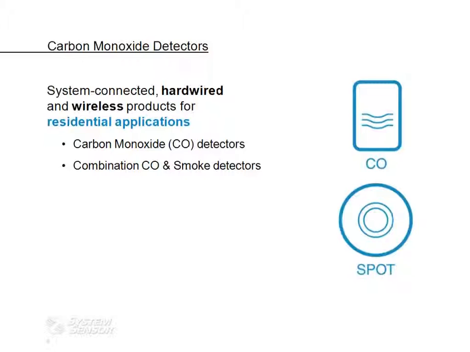So as we're working through it today, we're focused on system-connected, hardwired, and wireless products, and they're mainly intended for residential applications. We're not going to dive too much into commercial products as far as code or anything like that. We're really going to focus on the residential products that are out there. If you're familiar with System Sensor products, with carbon monoxide detectors, we're talking about the CL1224T and the CL1224TR. And if you are familiar with our combination product, it's the i4 series that we'll be going over as well.